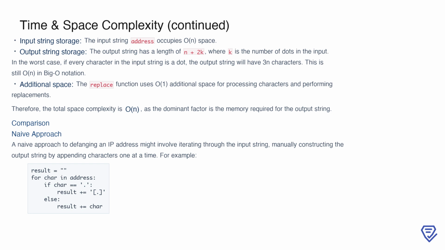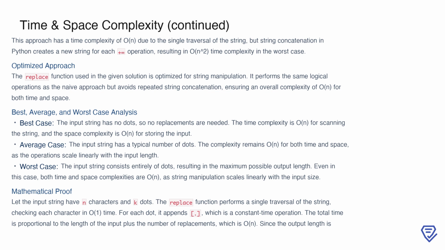For example, you could write a loop that checks for dots and appends either the original character or [.] to a new string. This naive approach, while straightforward, has significant inefficiencies. Although it also traverses the string in O(n) time, the repeated use of the plus equals operator during string concatenation creates a new string in memory for each operation. This means that for a string of length n, the total time complexity becomes O(n²), in the worst case.